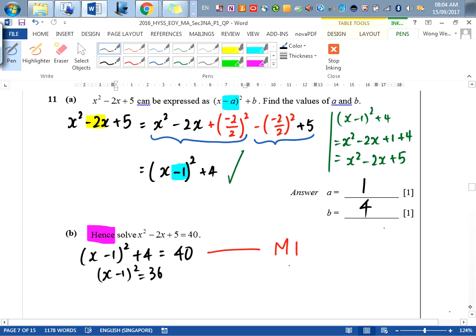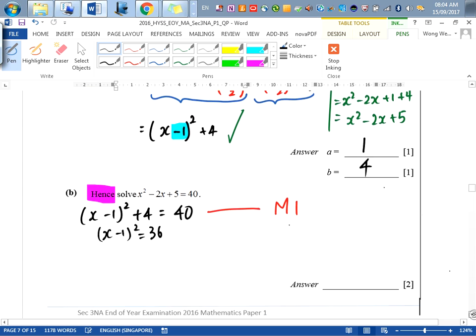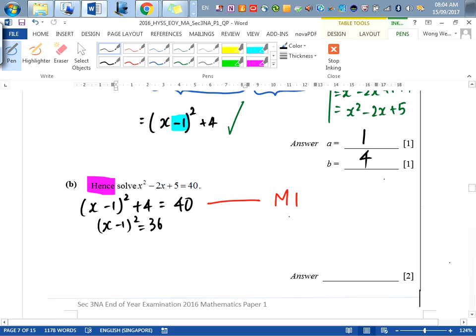What should I do? Yeah, I should square root both sides. Because the moment you expand everything out and use your quadratic formula, you won't get the 2 marks. Okay? So next, over here will be x minus 1 equals plus minus square root of 36. Because when you take the square root, you introduce the square root sign, you must have plus minus. Okay?